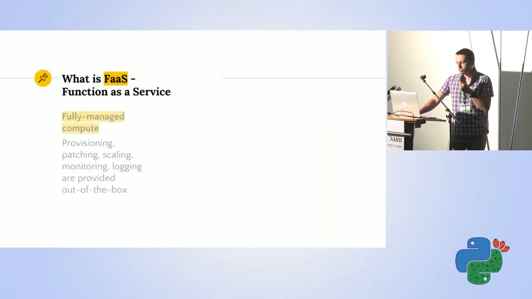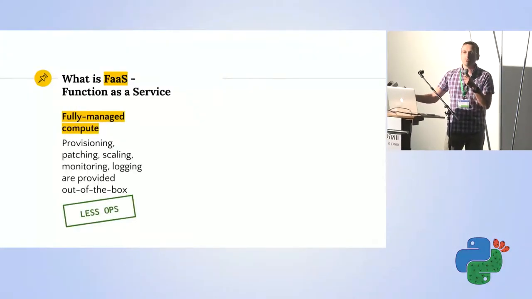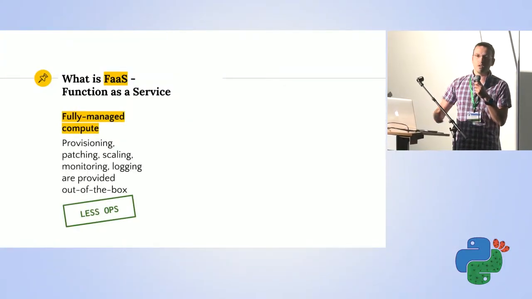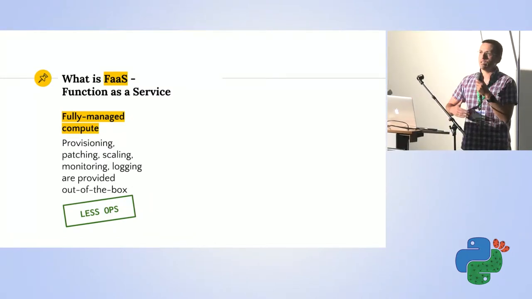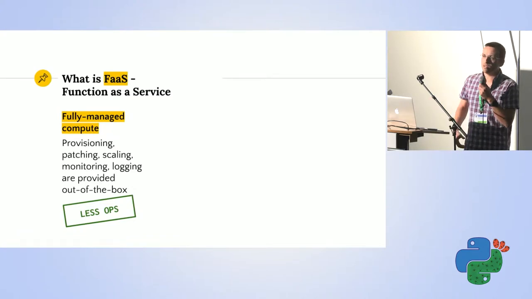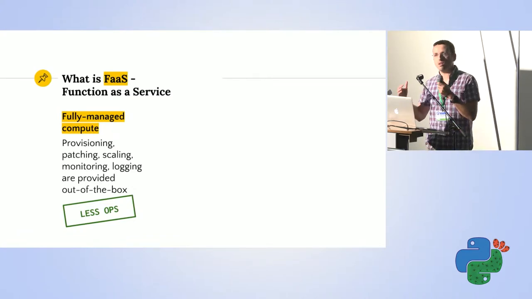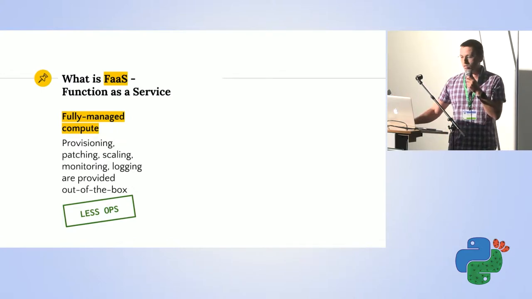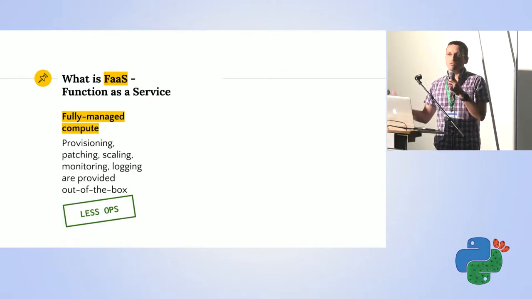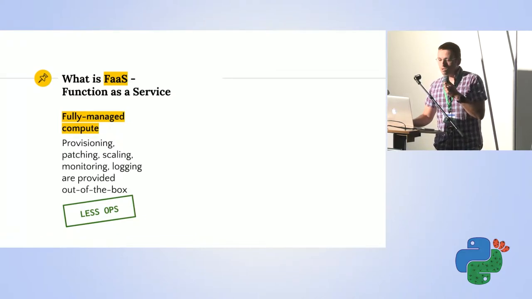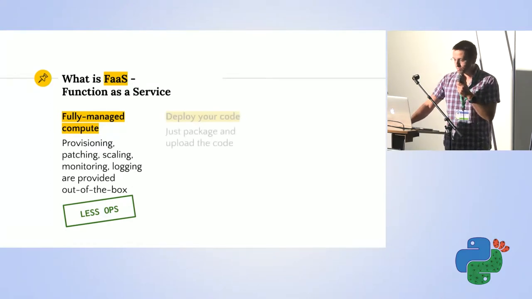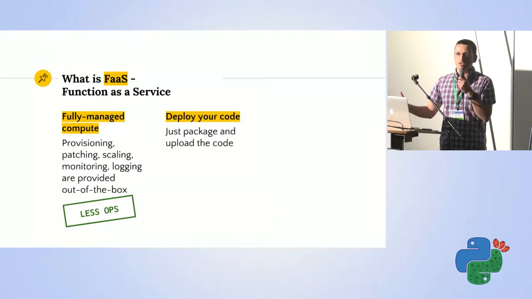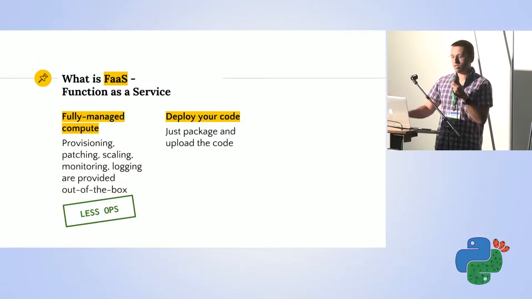So what is function as a service? It's basically fully managed compute power. You get out of the box provisioning of instances, you get patching of them, so you don't need to maintain them. You get monitoring, some basic analytics, logging, and auto scaling. So it means there are fewer operations for you to manage. You basically package your code, your functionality, and deploy it to this provider.